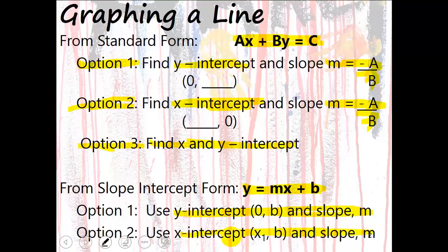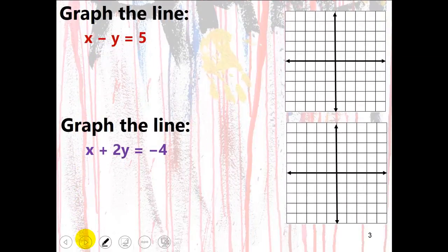Let's do a couple of these. I'm just going to vary the techniques through all 5 options. This one I'm going to use option 1, x minus y equals 5. I'm going to find my y-intercept, which is (0, -5). I plug in a 0, I solve for y. Negative y equals 5, so that means y has to equal -5.